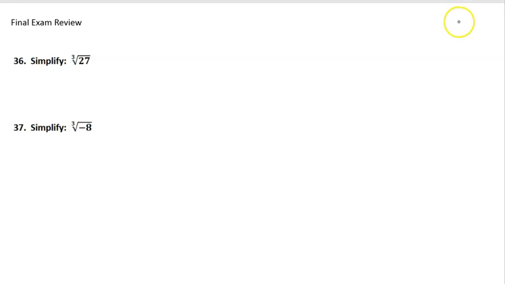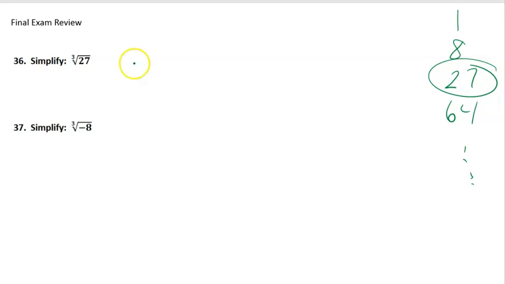Like 1 times 1 times 1 is 1. 2 times 2 times 2 is 8. 3 times 3 times 3 is 27. 4 times 4 times 4 is 64. You can make a big list, but look, 27 landed right there on our list.